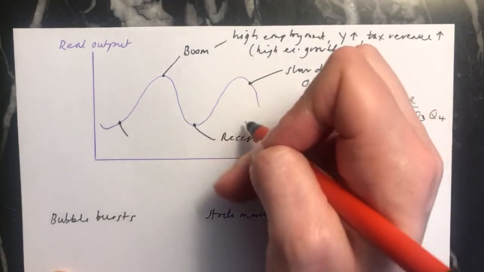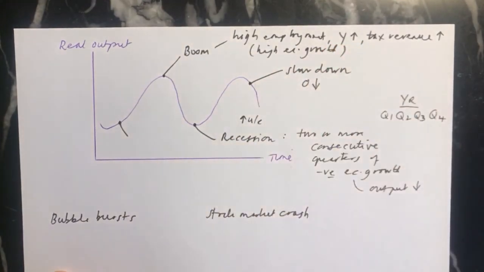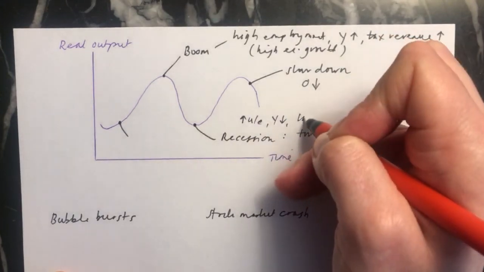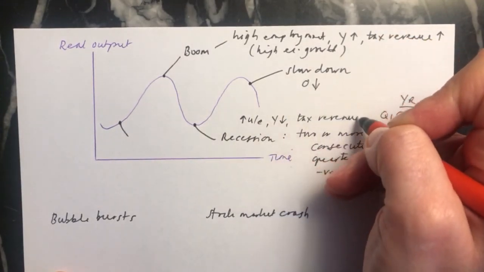In a recession, we'd expect unemployment to go up. We'd expect incomes to go down. We'd expect tax revenue to go down.